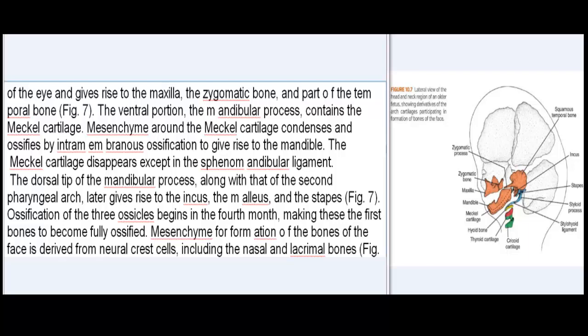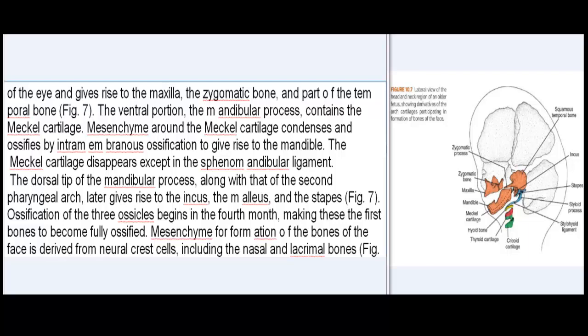Mesenchyme around the Meckel cartilage condenses and ossifies by intramembranous ossification to give rise to the mandible. The Meckel cartilage disappears except in the sphenomandibular ligament. The dorsal tip of the mandibular process, along with that of the second pharyngeal arch, later gives rise to the incus, the malleus, and the stapes, Fig. 7. Ossification of the three ossicles begins in the fourth month, making these the first bones to become fully ossified.